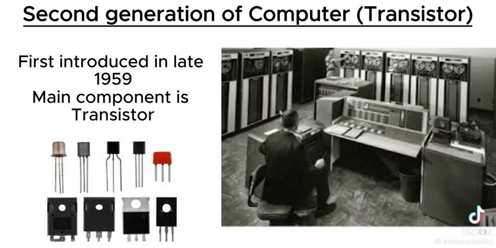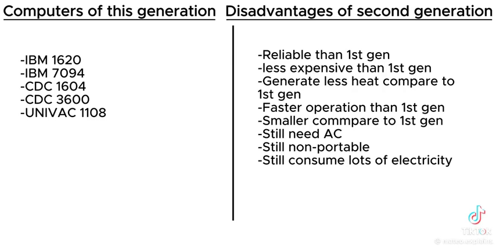Second generation, 1956 to 1963. By the late 1950s, transistors replaced vacuum tubes. This marked the second generation. Computers like the IBM 7094 and UNIVAC 1108 became more reliable, faster, and smaller.